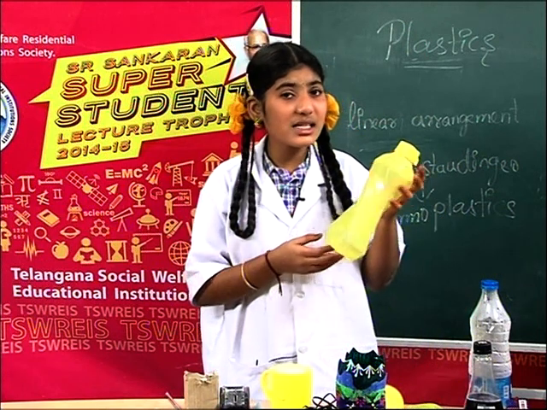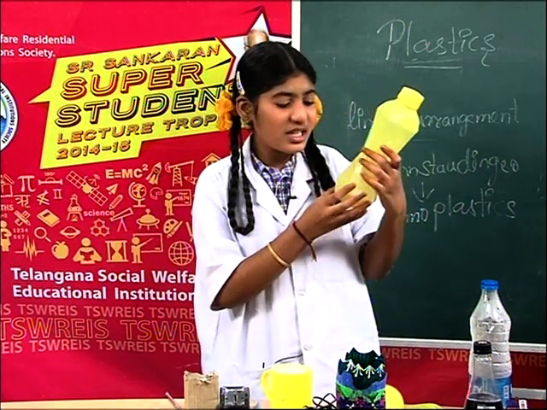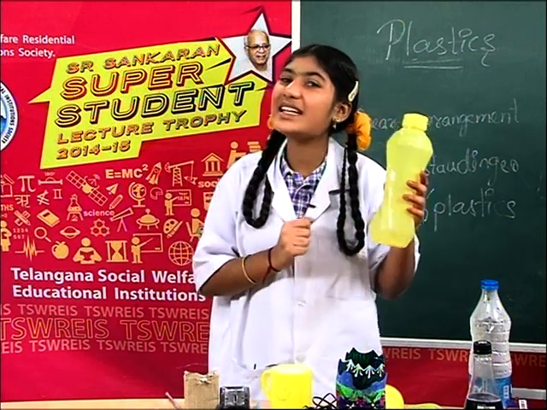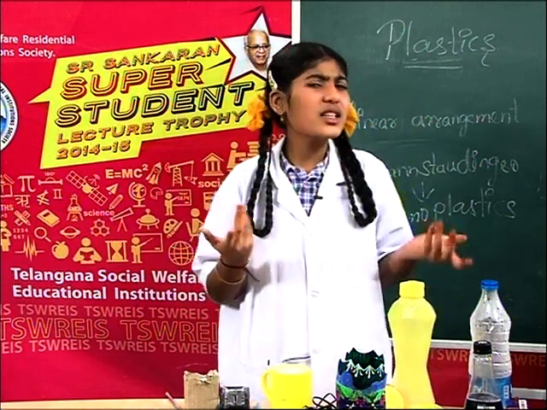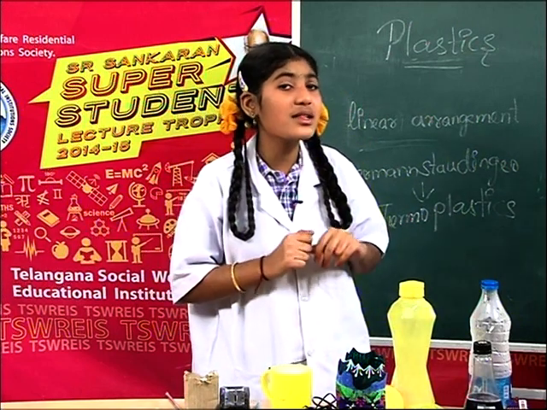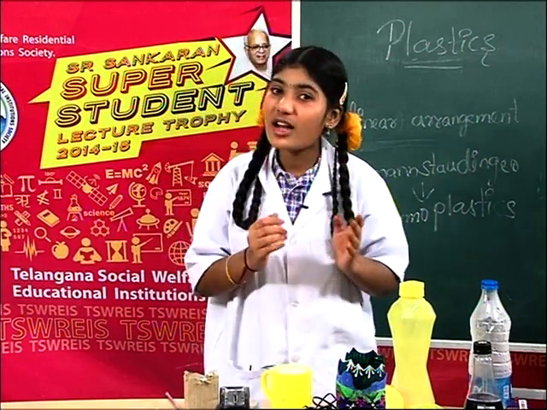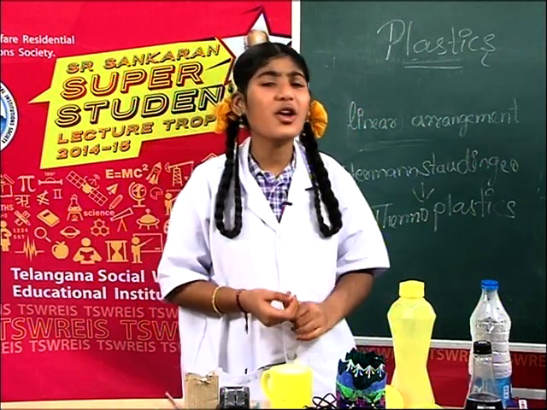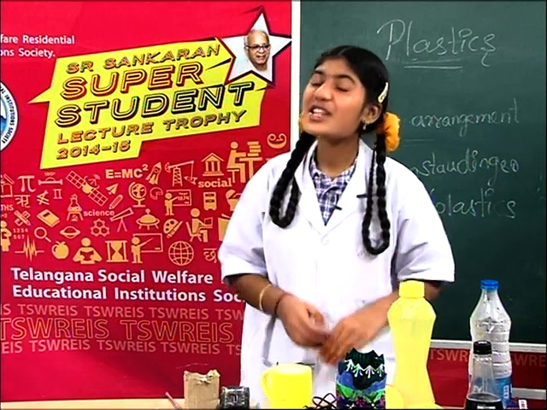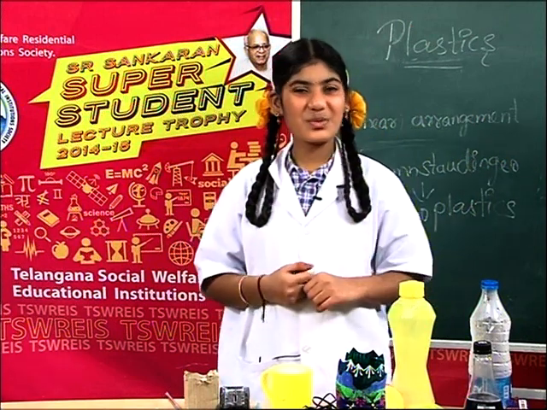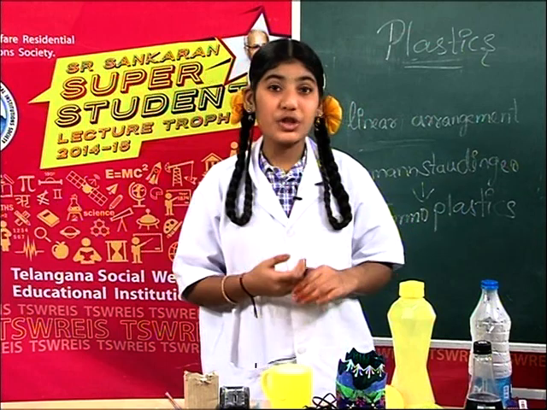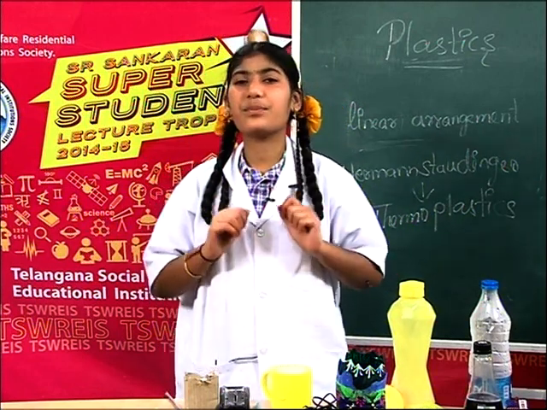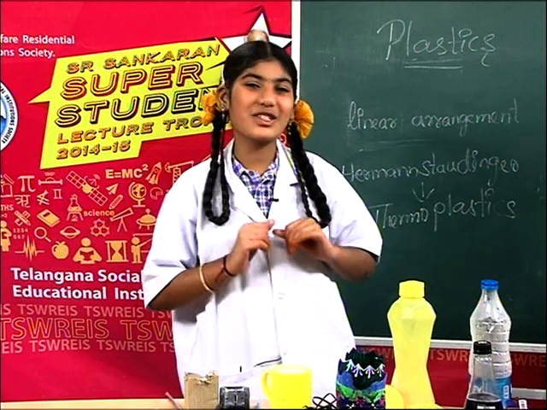Friends, we already learned this. This plastic is thermosetting plastic because it doesn't deform on heating. So, friends, why don't thermosetting plastics melt? Because they have cross-linked arrangements of monomers. Thermosetting plastics have cross-linked arrangements of monomers. Did you understand, friends? Due to this, they don't melt in the flame.